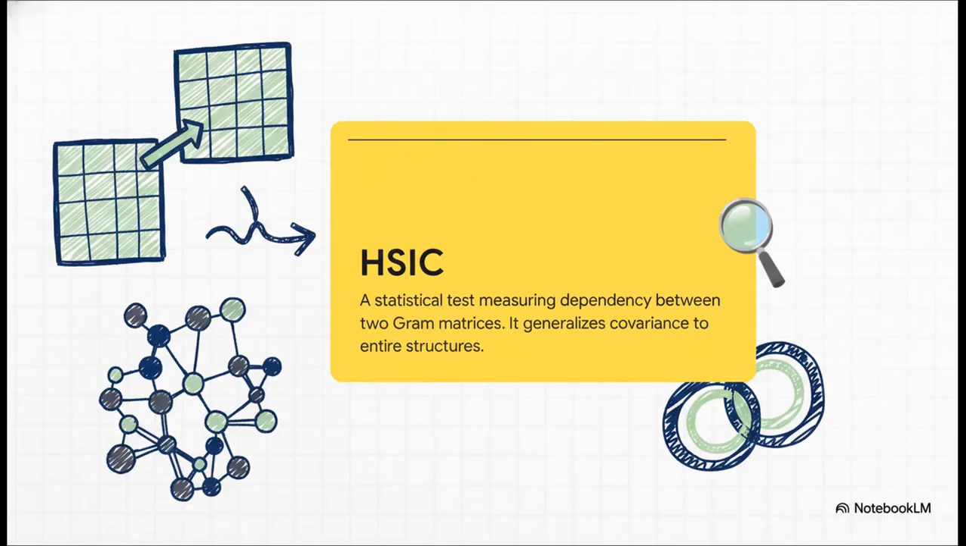So the engine is called the Hilbert-Schmidt Independence Criterion, or HSIC. It's basically a fancy statistical test that asks a really simple question. If the similarity between 2 points goes up in network A's map, does it also go up in network B's map? It's all about measuring if those two relationship maps are moving in sync.